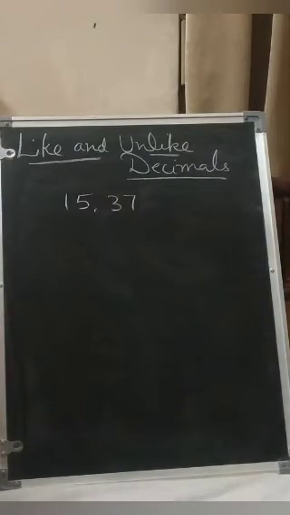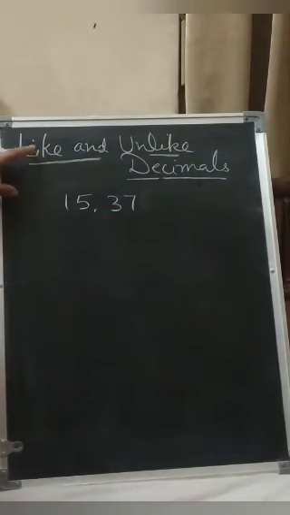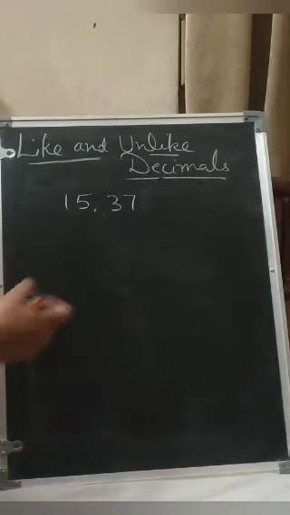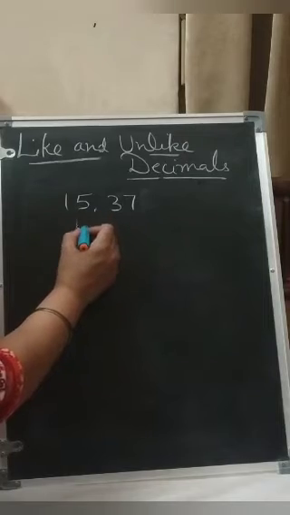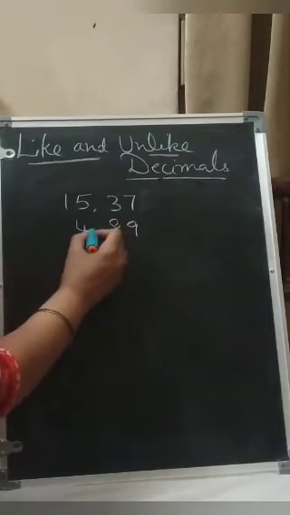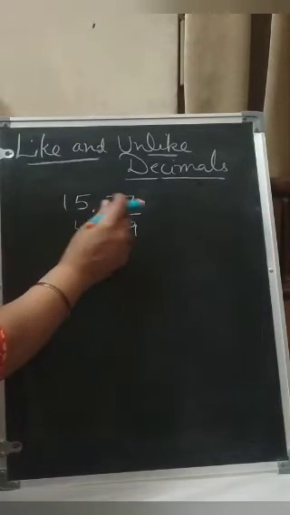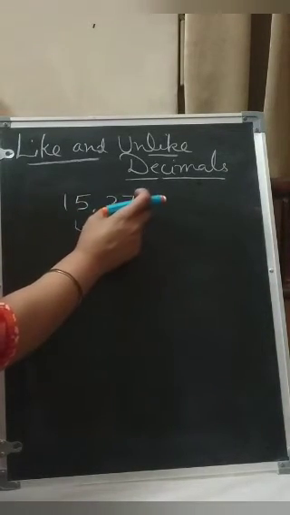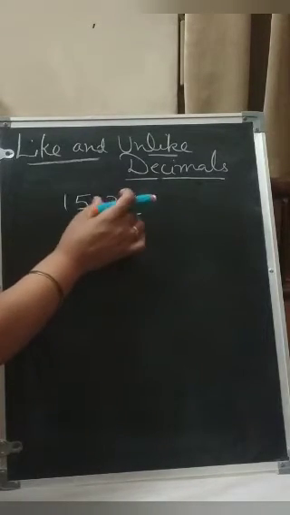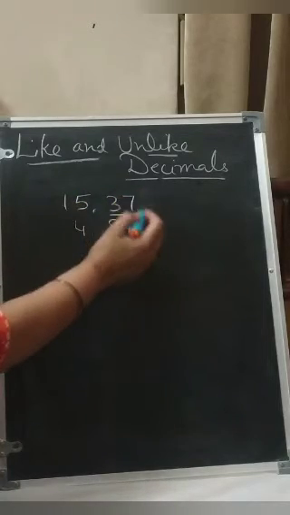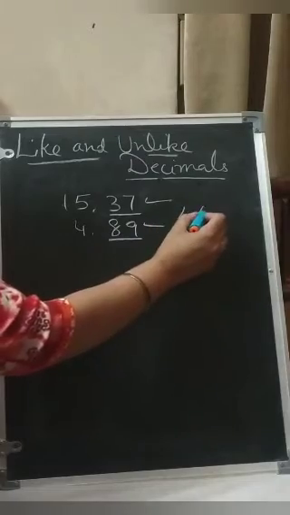Now let us learn what are like decimals and what are unlike decimals. So what are like decimals? I can take an example. Suppose 15.37 and one more number I will write, 4.89. First of all, you know that after the decimal, the number of digits is called decimal places. Here 2 digits are there, that means the decimal places of this number is 2. Here also 2 are there, so both are like decimals.